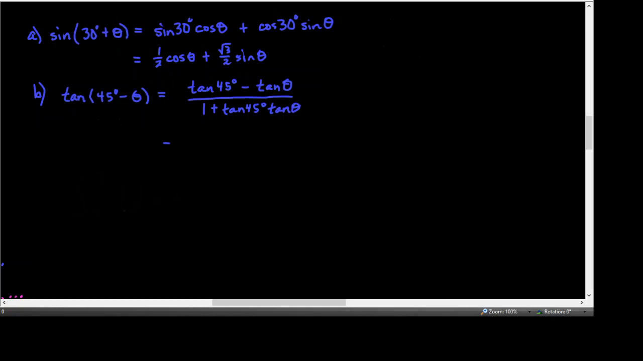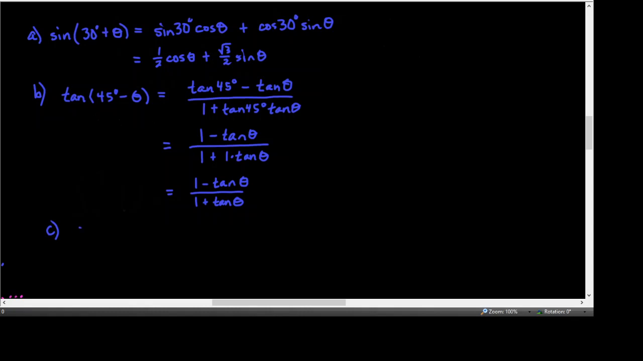So, tangent of 45 degrees is 1 minus tangent of theta divided by 1 plus tangent 45 degrees is 1 times tangent theta. And so we have 1 minus tangent theta over 1 plus tangent theta. Those are trig functions of theta alone, and so that is a good stopping point for that one.